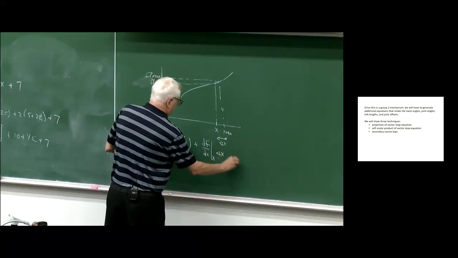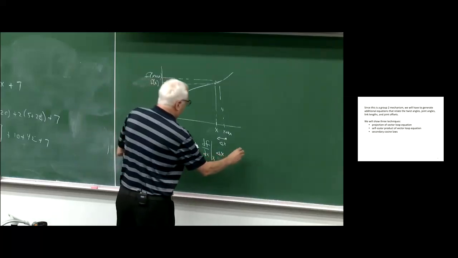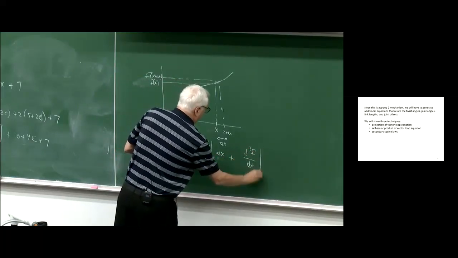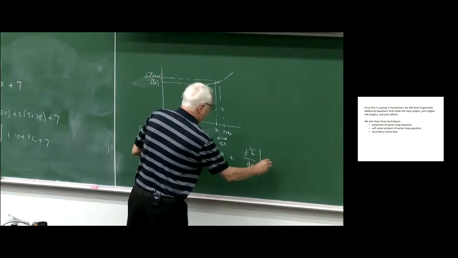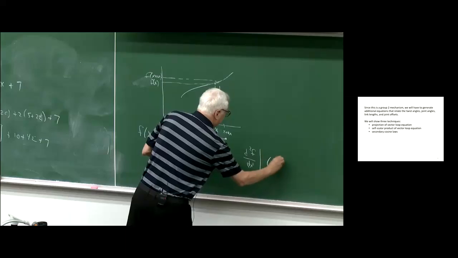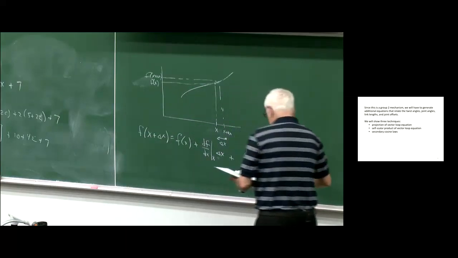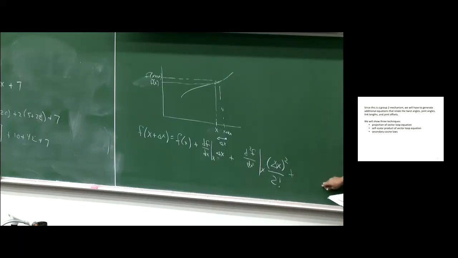So if we want to continue with this, I've got to make sure I get all the terms here. It's going to be the second derivative evaluated at the expansion point times delta x squared over 2 factorial. And then it would kind of keep on going. I guess it would be the third derivative evaluated at the expansion point times delta x cubed over 3 factorial, and right, it goes on forever.